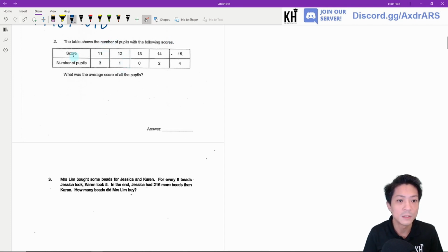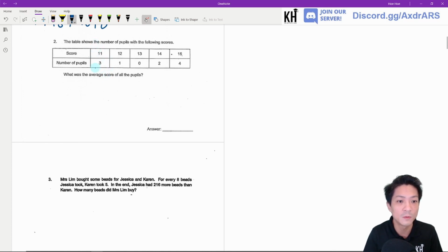Question 2. The table shows the number of pupils with the following scores. Okay, so the table shows the scores and the number of pupils. What was the average score of all the pupils? Okay, so in this case, we need to find what is the total score first. I'm gonna write down the total score.